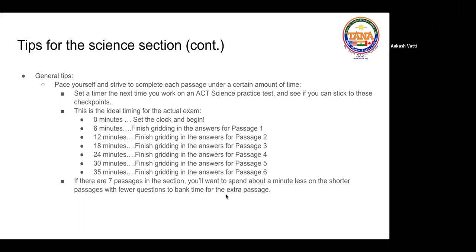The ideal timing for the actual exam is at 0 minutes, just start your clock and begin. At 6 minutes, finish your answers for passage 1. At 12 minutes, passage 2. 18 minutes, passage 3. 24 minutes, passage 4. 30 minutes, passage 5. 35 minutes, passage 6. And if there are 7 passages in a section, which sometimes does happen, you'd want to spend a minute less on the shorter passages with fewer questions to have more time for the 7th passage.